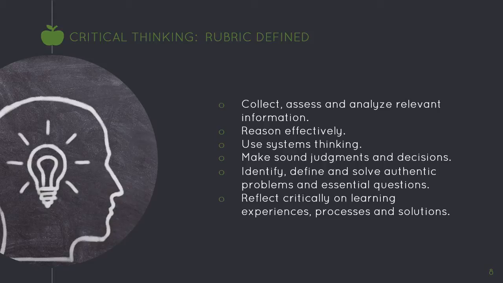In order to assist you to move forward, we need to take a look at the rubrics that Southington Public Schools has adopted for the 4 major C's. According to the rubric, critical thinking includes the following skills: the ability to collect, assess, and analyze relevant information, the ability to reason effectively, the ability to use systems of thinking, the ability to make sound judgments and decisions, the ability to identify, define, and solve authentic problems and essential questions, and the ability to reflect critically on learning, experiences, processes, and solutions.